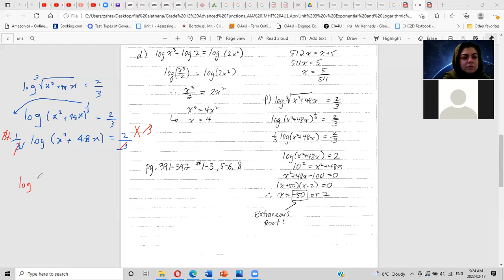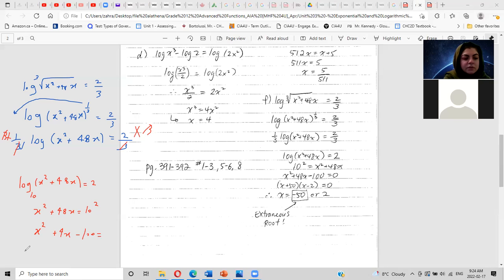So you have 2 there. It's going to be log of (x squared plus 48x) equal to 2. The base here is 10. So it's x squared plus 48x equal to 10 to the power of 2. It's 100, right? So it's x squared plus 48x minus 100 equals 0. So I write it in factor form.